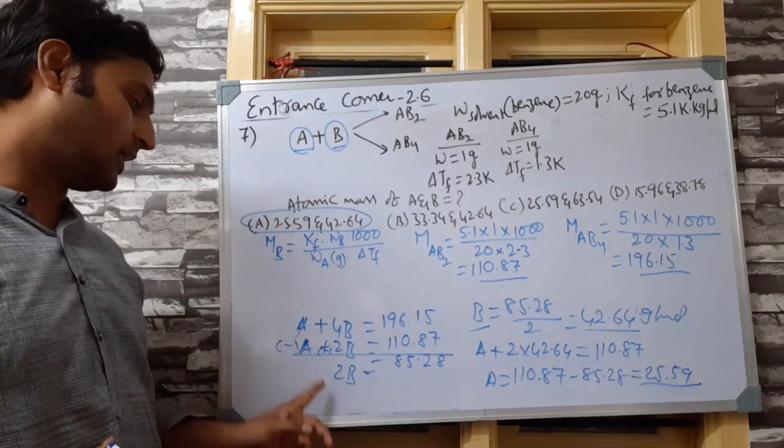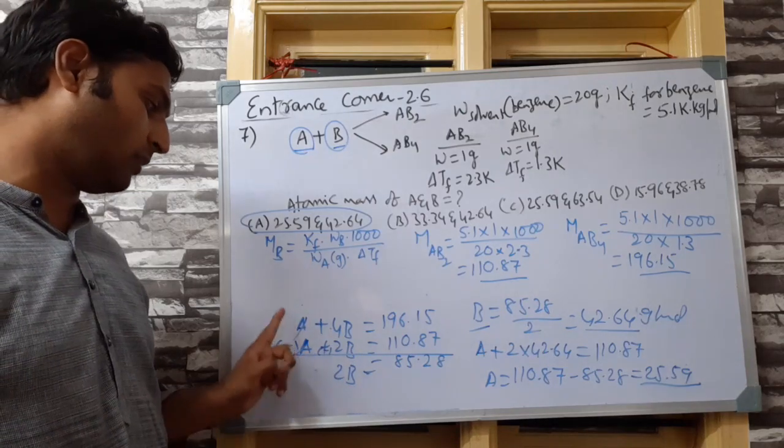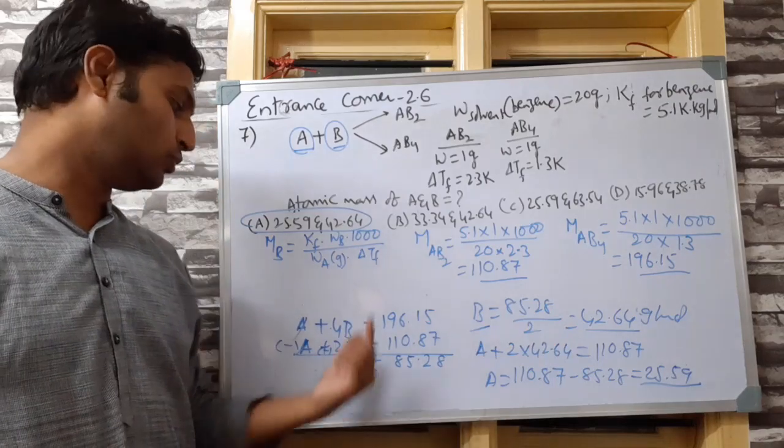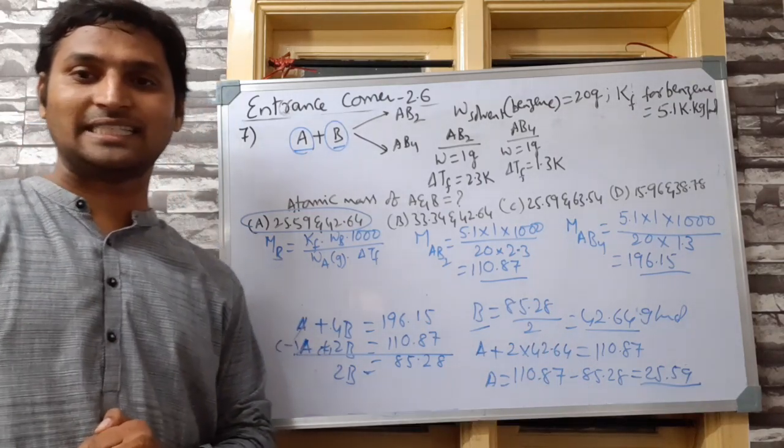Okay, you subtracted equation 2 from equation 1 and then got the value for atomic mass of B. Then using any one equation you could get atomic mass of A. That is question number 7.